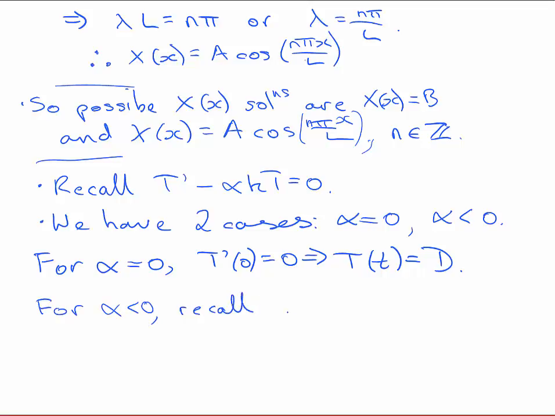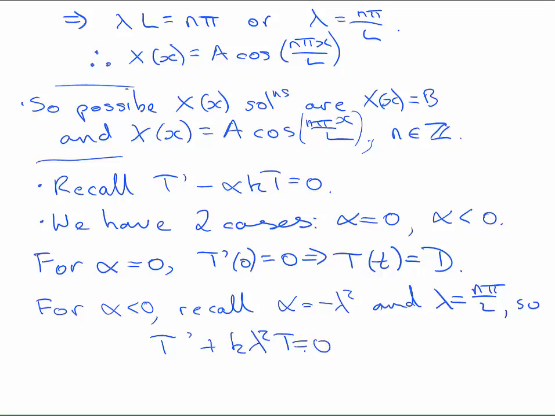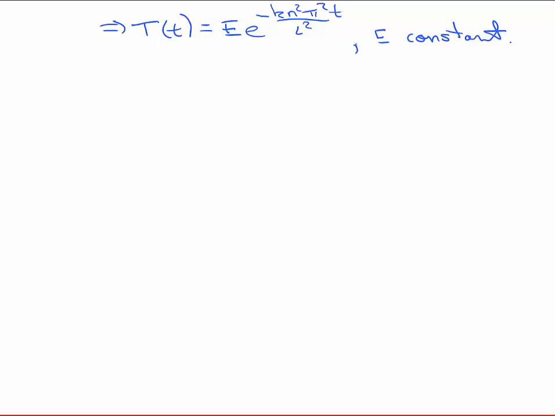When alpha is less than 0, remember that we set alpha equal to minus lambda squared, and lambda is n pi over L. So we can substitute that in our T ODE, and we'll have T prime minus k n squared pi squared over L squared, and the minus becomes a plus, equal to 0. And we can basically just rearrange that and integrate to solve. It's a separable ODE, pretty easy one. And we should get something like T of t is equal to constant times e to the minus k n squared pi squared t over L squared. So E is my constant there.